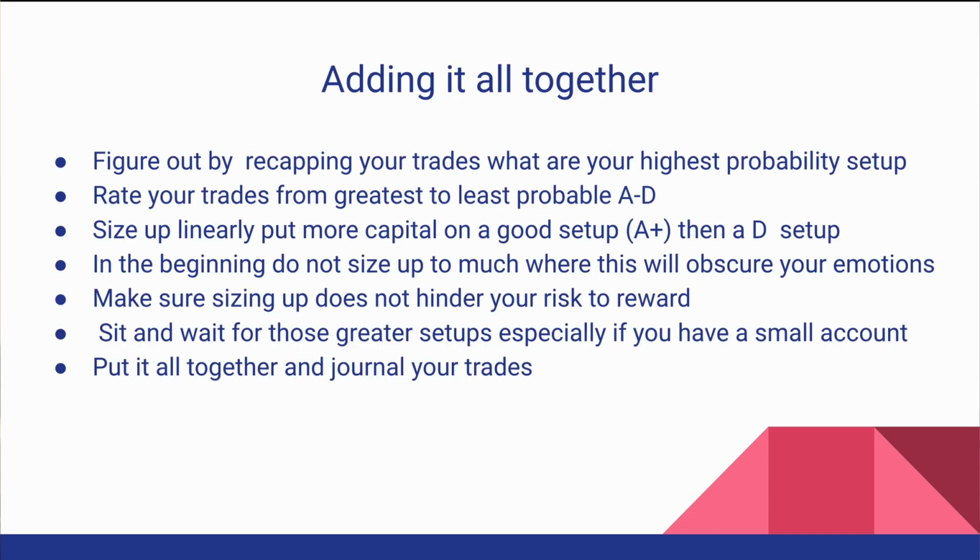Now let's add it all together. From the beginning, we shall start with figuring out and recapping our trades. What are our highest probability setups? Once we do this, we shall rate our trades from greatest to least probable, A through D. Now we size up linearly. We put more capital on a good setup, aka an A+ setup, than a D setup. Now an aspect to stay away from is sizing up too much that it gets into your head and messes with your emotions. Also, along with this, you make sure that sizing up doesn't mess with your risk to reward ratio.